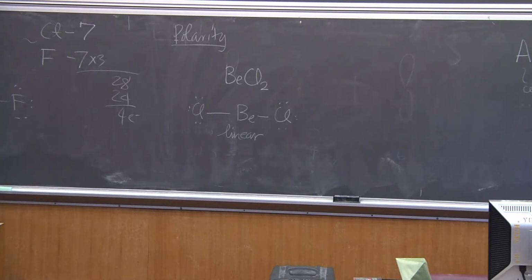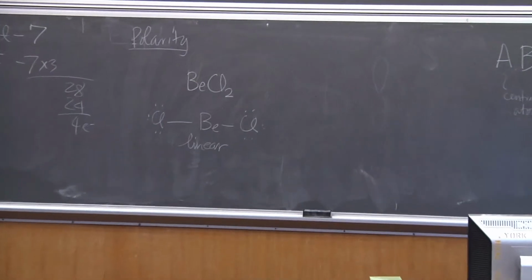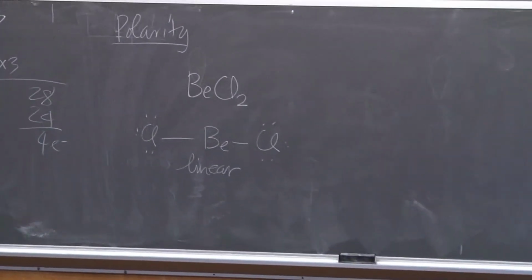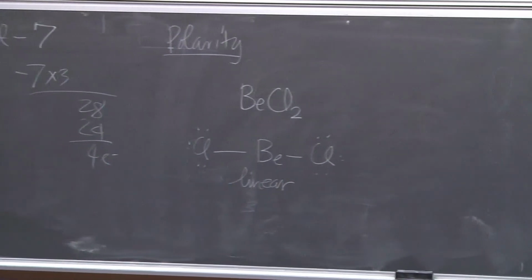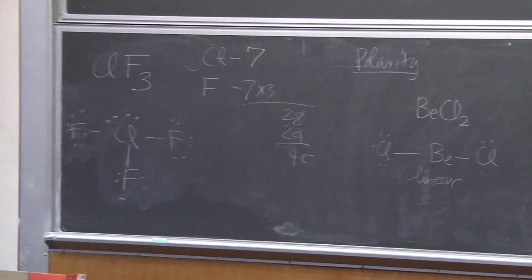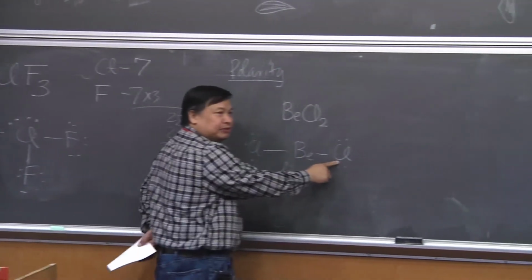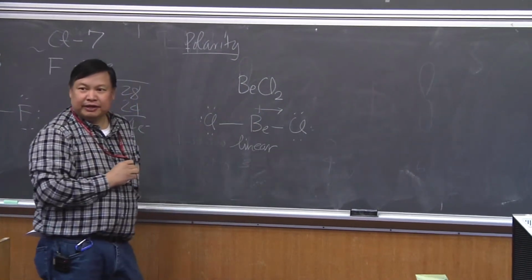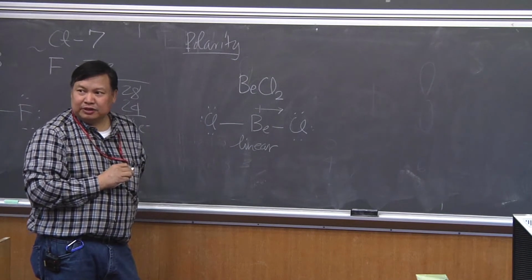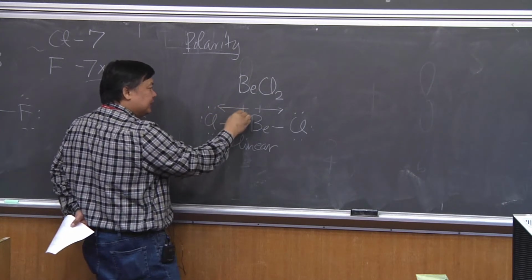Now there's two levels of polarity. Is the bond polar? How do you know whether a bond is polar? You look at the electronegativity. As long as there's a difference in electronegativity, that bond will be polar. The next question is, yeah, the bond is polar, but is the molecule polar? So if you look here, there is a polarity because Cl is more electronegative, so you can draw a dipole moment going that way. But there's also another one going this way.